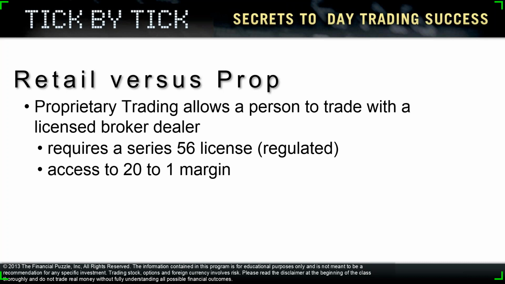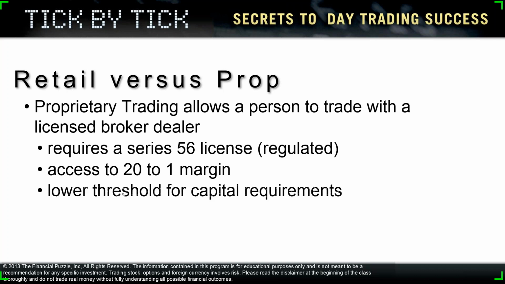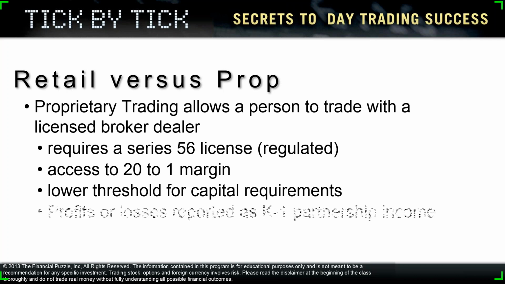When you become fully licensed and set up to trade your proprietary account, the broker-dealer can give you access to 20-to-1 margin intraday. Because of that, it requires a lower threshold for capital requirements. So in a proprietary account, you can have $5,000 in it, and it would allow you to trade as though you had $100,000 intraday because of the 20-to-1 margin.